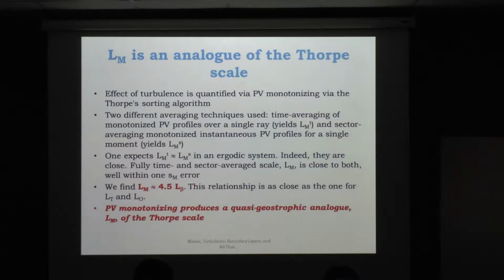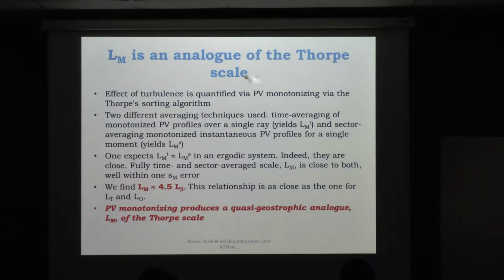And it seems to be related to L beta, which we know because epsilon is known, we can measure it, by a relationship Lm is equal to 4.5. So not only can we define this new length scale and compute it, but it seems to be solidly related to L beta.